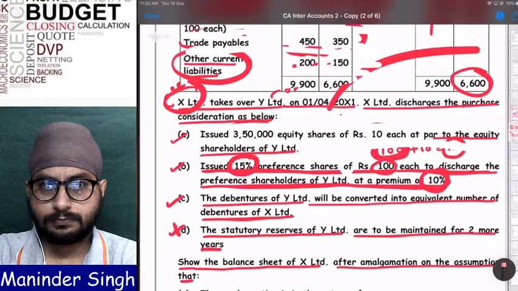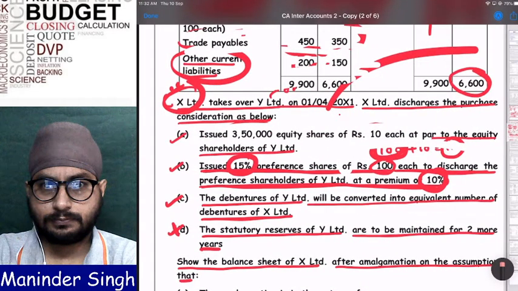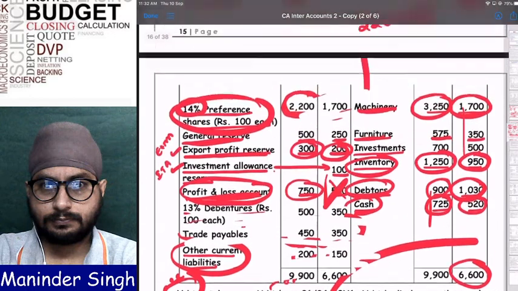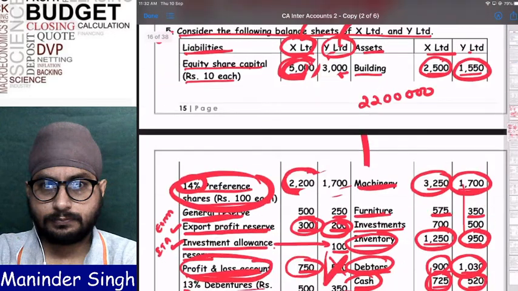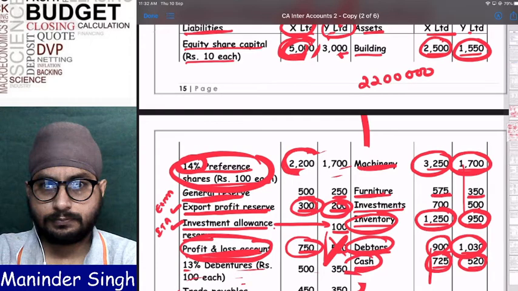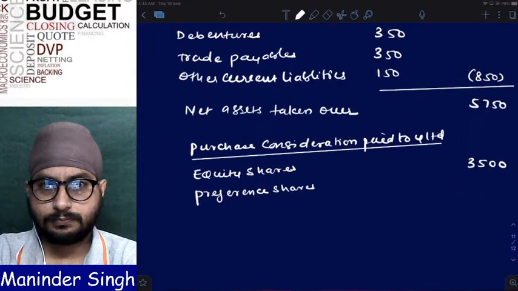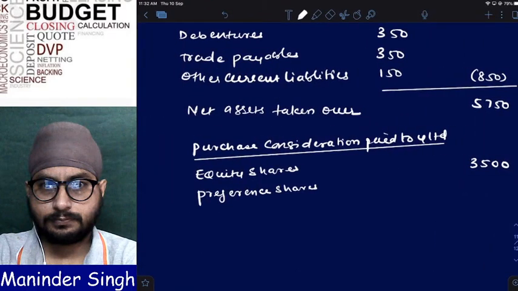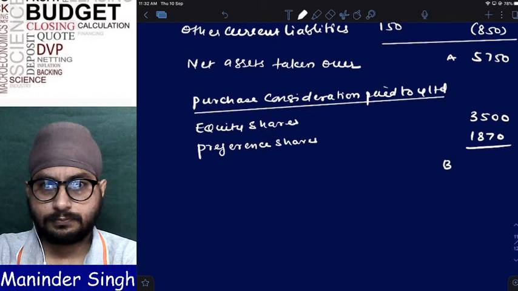And preference shares, how much will it be? 10%. Yesterday, did we increase the value of shares or the number of shares? We increased the number of shares. 1700 became how much? 1870. 18 lakhs 70,000. Now tell me, how much is the total purchase consideration?